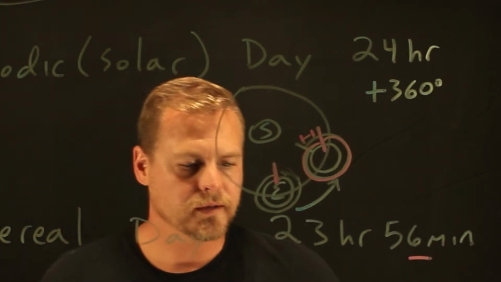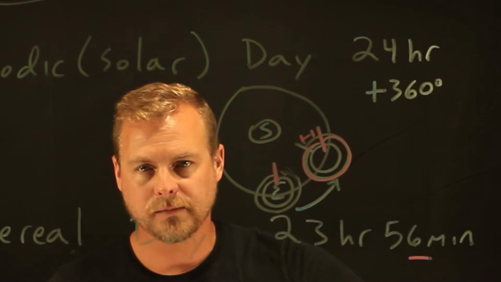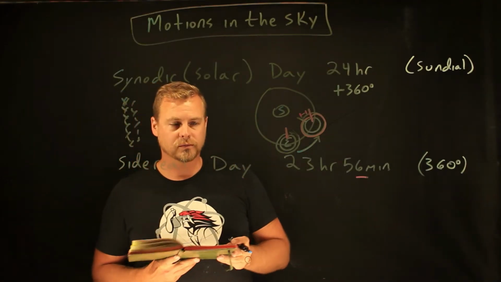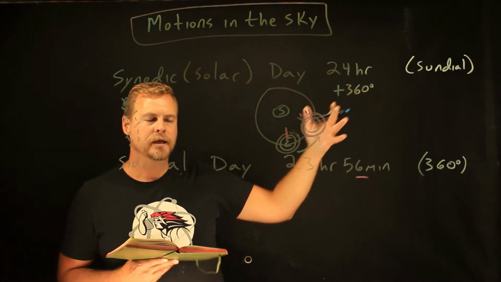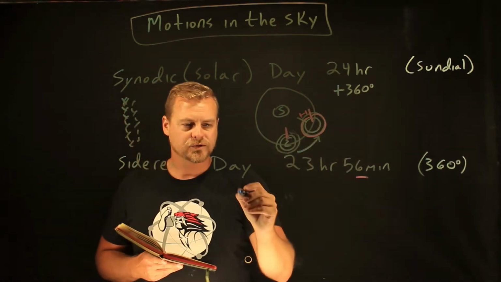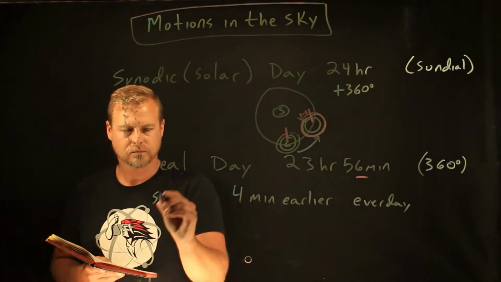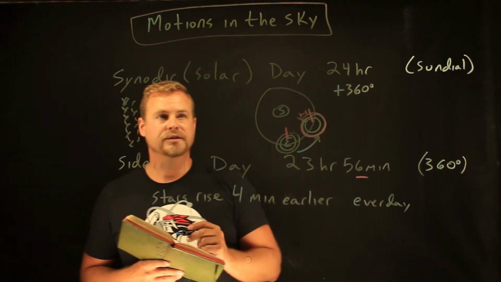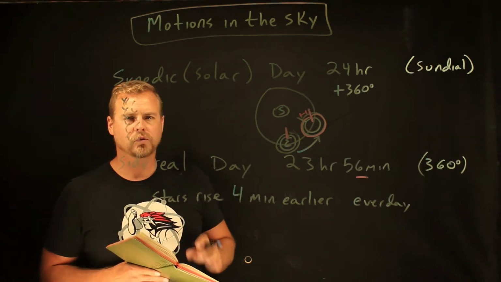Now that's important because if I'm going to look at stars from night to night, the what's called diurnal motion, or the appearance that the stars are moving through the night sky, they're going to rise 4 minutes earlier every day. Sidereal day, based on distant stars. Synodic, or the solar day, is based on a 24-hour period.